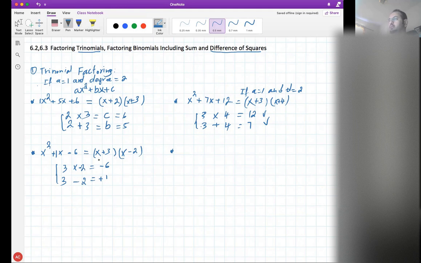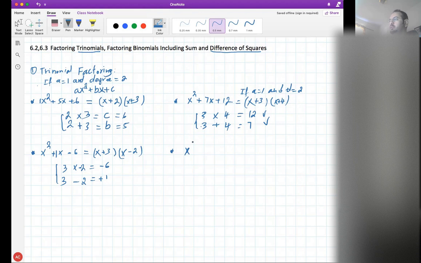This is a special method, so it's quick. When you know how to do it, it's actually quick. You can immediately factor. You don't even have to write this down. You can just find the numbers in your head and immediately write the factoring of it.